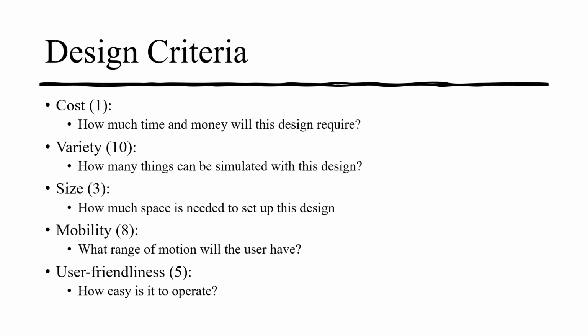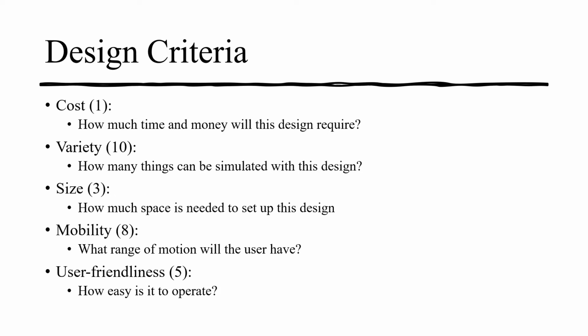Cost, which would be weighted as 1, variety, which would have a weight of 10, size, which would have a weight of 3, mobility, which would have a weight of 8, and user friendliness, which would have a weight of 5. Cost is just going to reference how much time and money it takes in order to create this design.